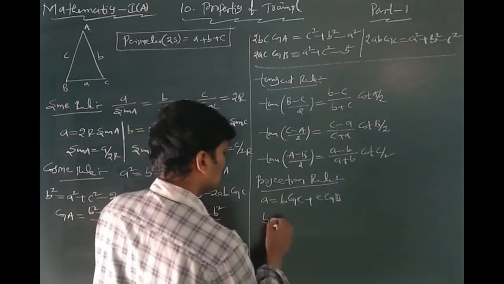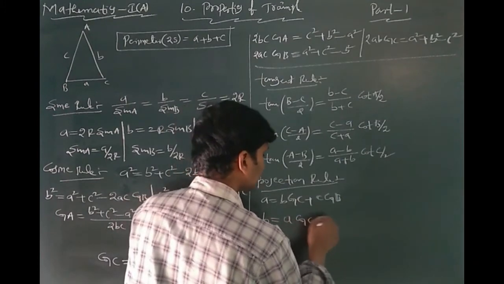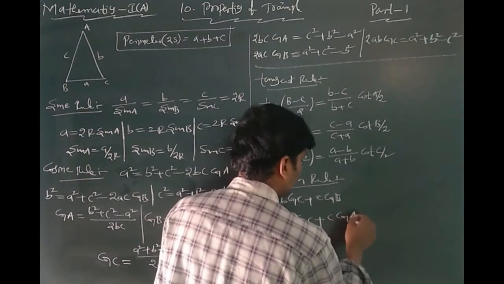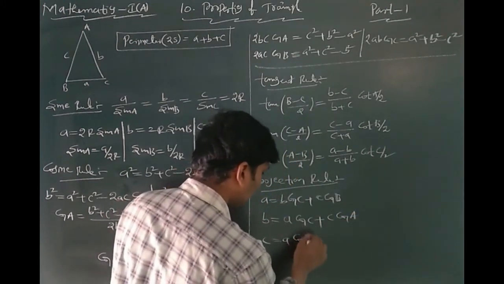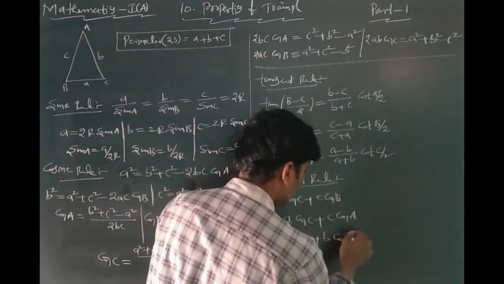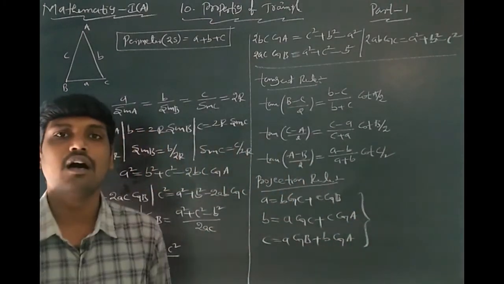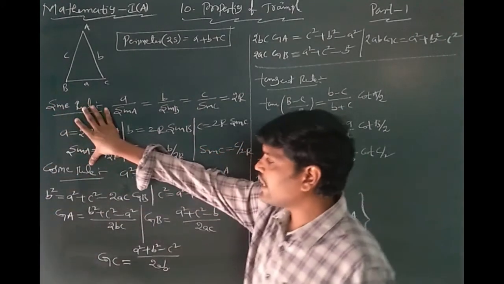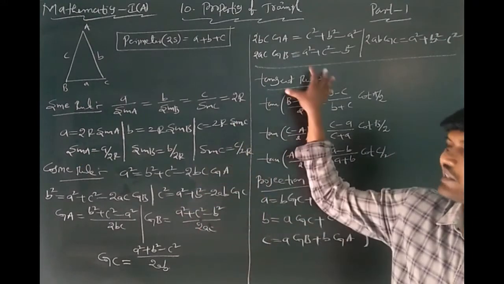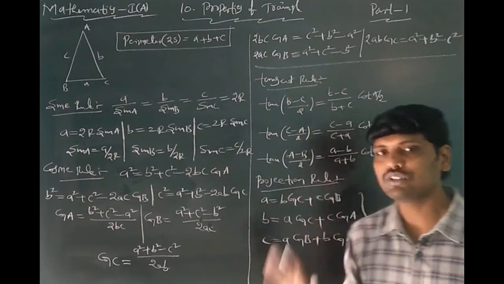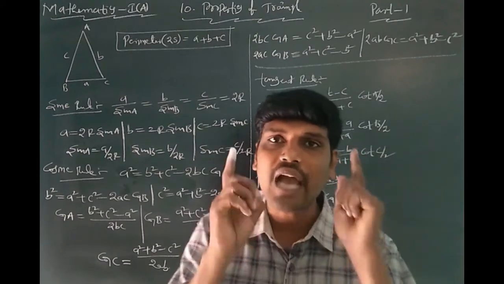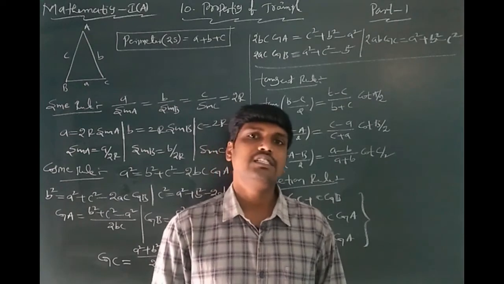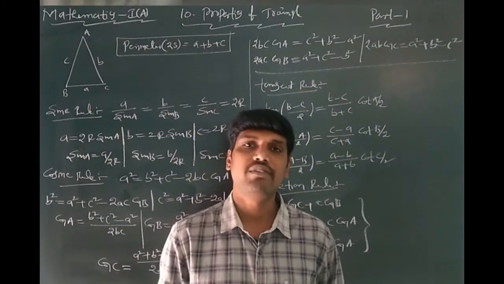Similarly, b is equal to a cos C plus c cos A. Similarly, c is equal to a cos B plus b cos A. These three formulas are the projection rule formulas. The other formulas are the sine rule, cosine rule, tangent or Napier analogy, and projection rule. You can read and write these formulas perfectly, and you will easily understand this chapter. Otherwise, this chapter is very difficult.